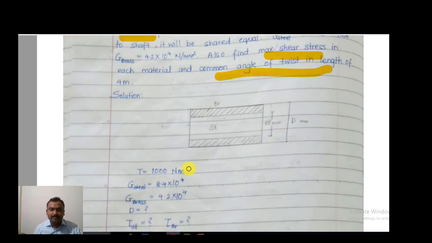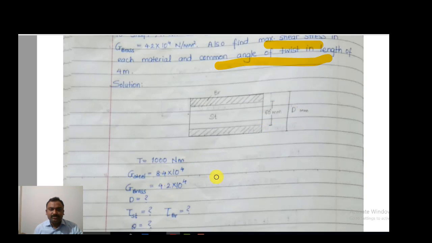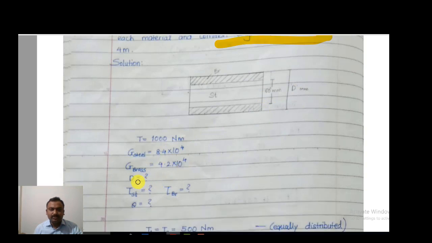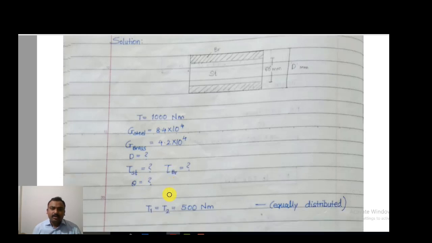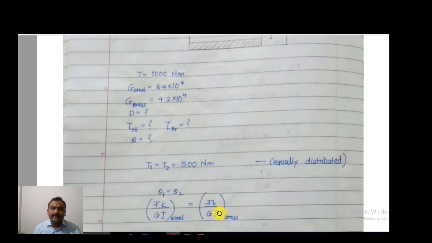This is your diagram. The torque given, G of steel, G of brass. Diameter we need to calculate, shear stress in both portions of the shaft, that is steel and brass, and total angle of twist. As it is given, it is shared equally. That means T1 and T2 will be 500 Newton meter. By applying condition theta 1 is equal to theta 2, we can calculate the dimension, that is outer diameter.